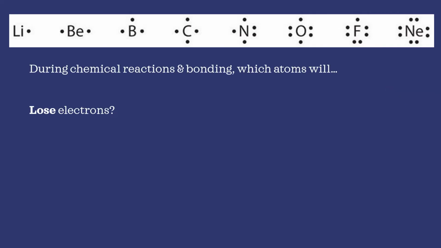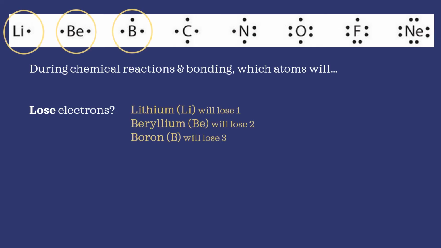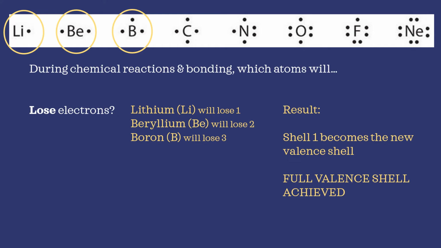Next, you can predict which of these atoms is likely to lose electrons during chemical reactions. Because of the low number of electrons in their valence shells, lithium, beryllium, and boron are likely to lose all of their valence electrons rather than try to pick up however many extra would be needed to fill shell 2. Once lost, the result is that shell 1 becomes their new valence shell, and it is full.